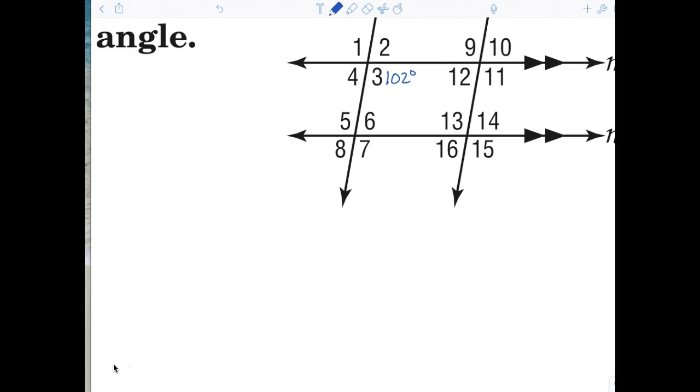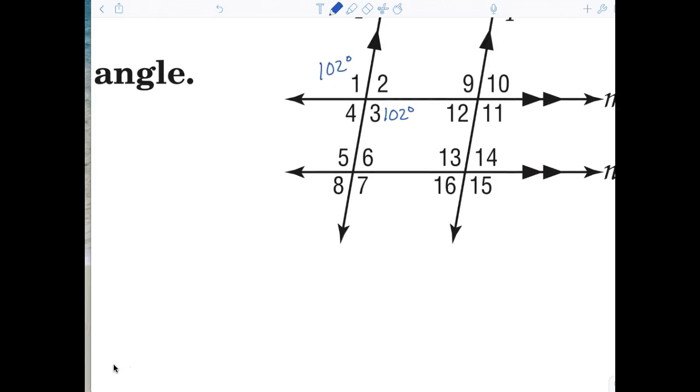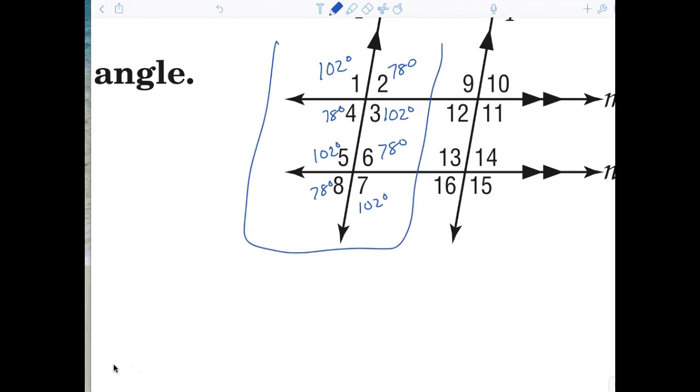I can come up with all of the missing angles. So right off the bat, I would say automatically that angle 1 is what? 102. Angle 5 is what? 102. And angle 7 is what? 102. And then the rest are what? 78 degrees, 78 degrees, 78 degrees, 78 degrees. Anybody have any issue with that? Now, because this is parallel, that was easy.